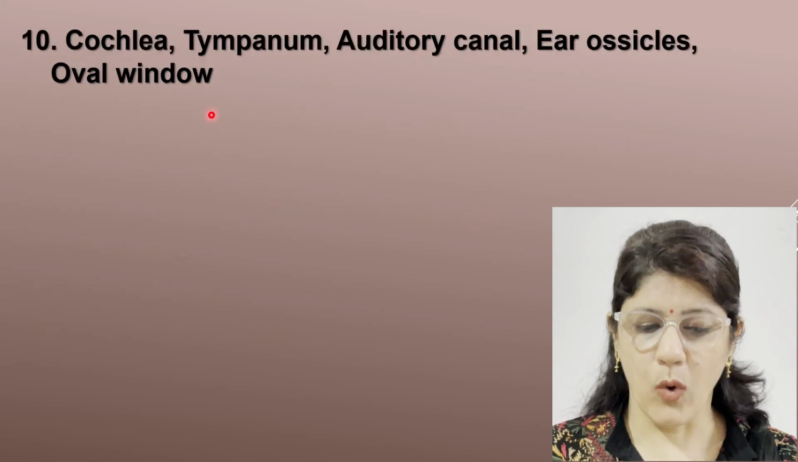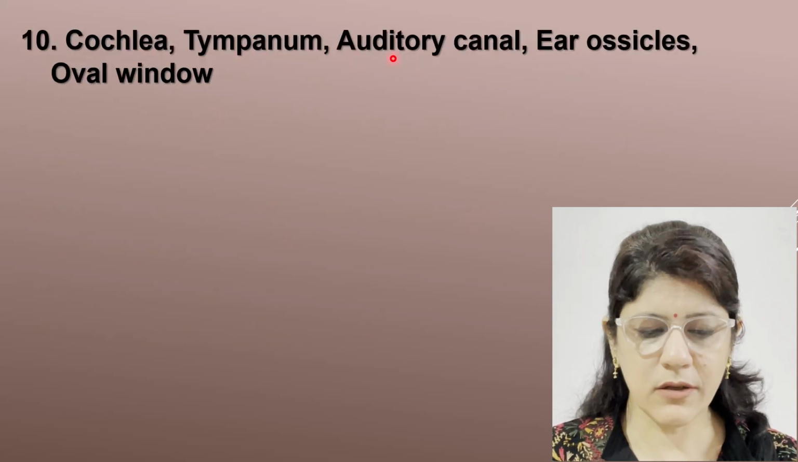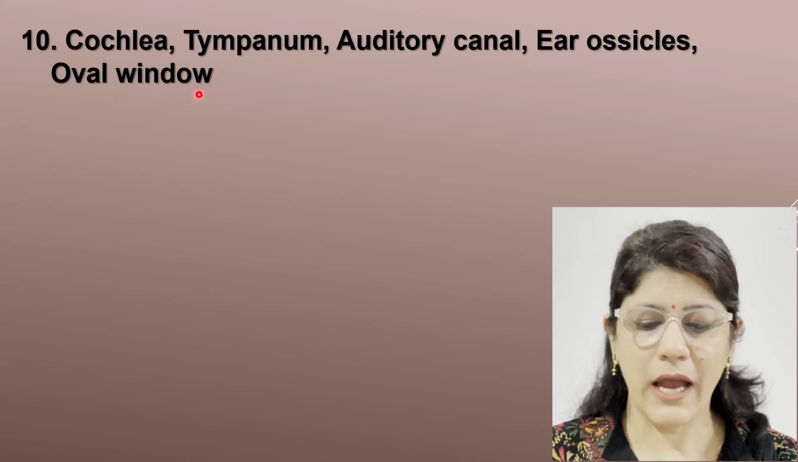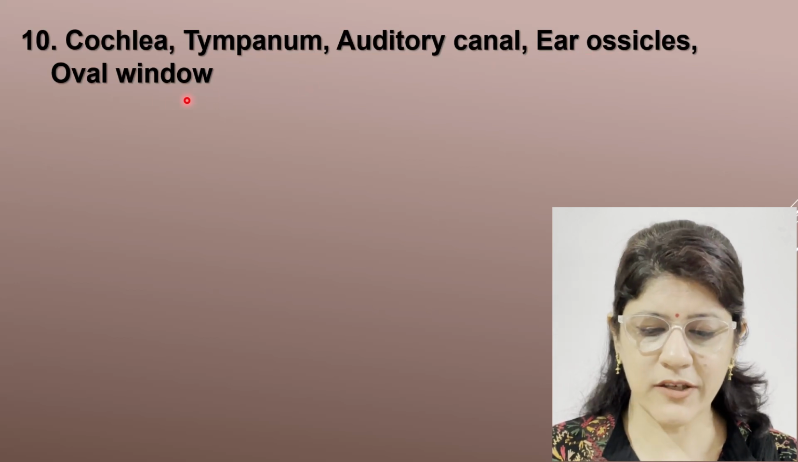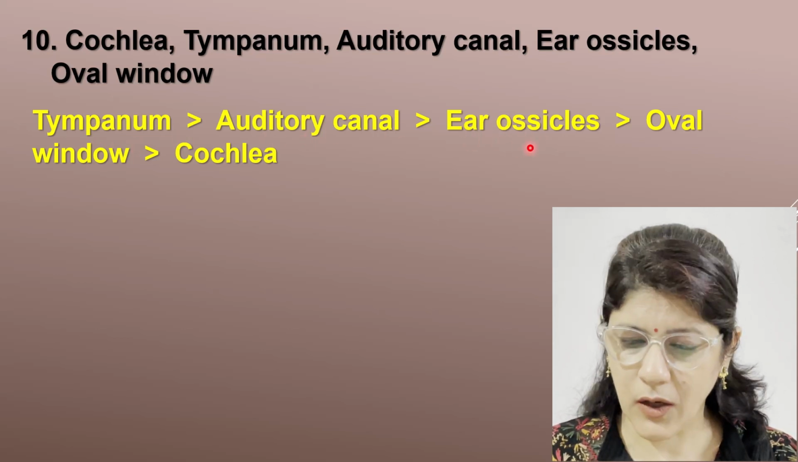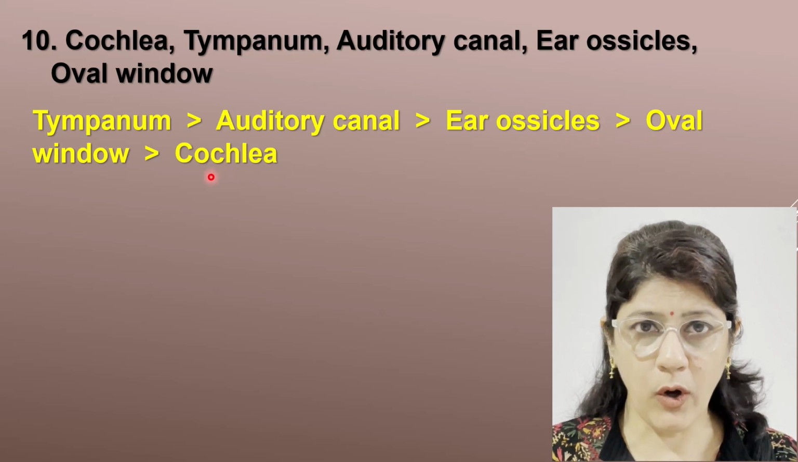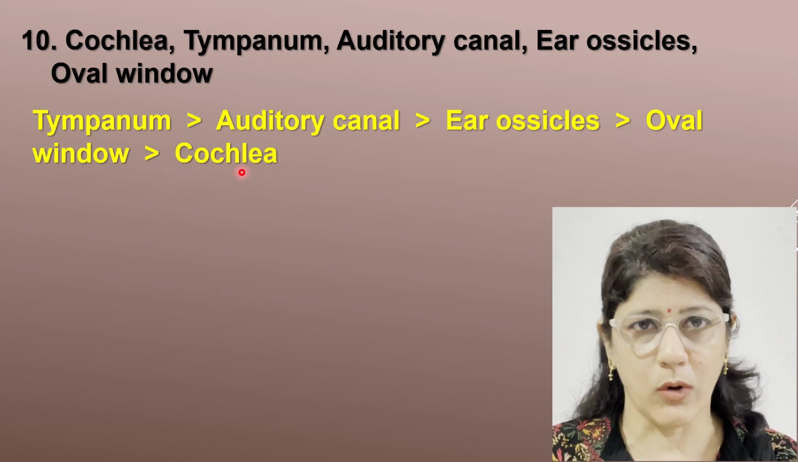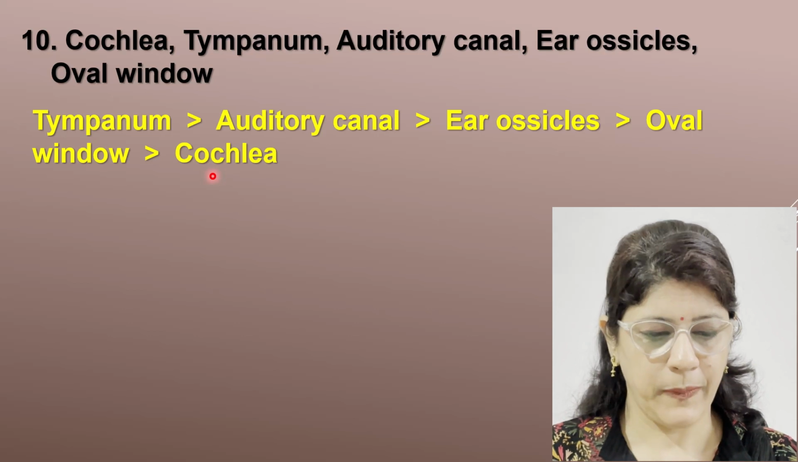Next sequence is cochlea, tympanum, auditory canal, ear ossicles, and oval window. So the correct sequence is tympanum, auditory canal, all these are outer ear parts, then ear ossicles and oval window, it means middle ear part, and then cochlea, it means inner ear part.